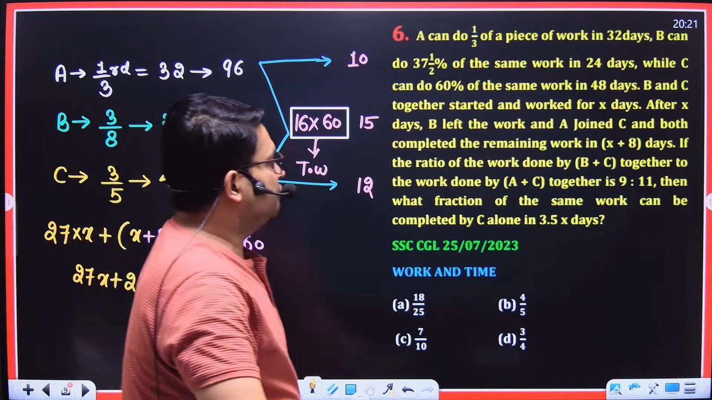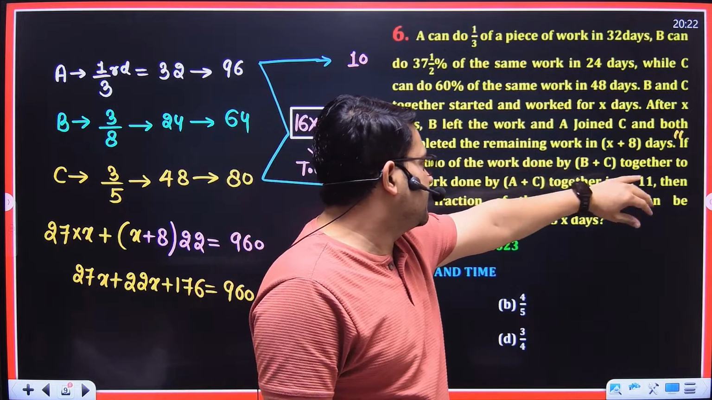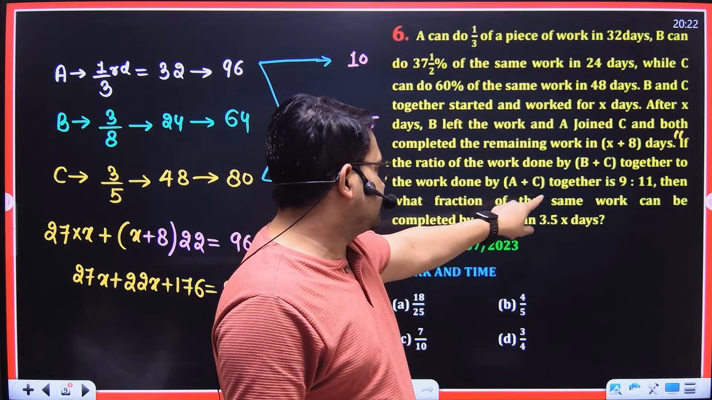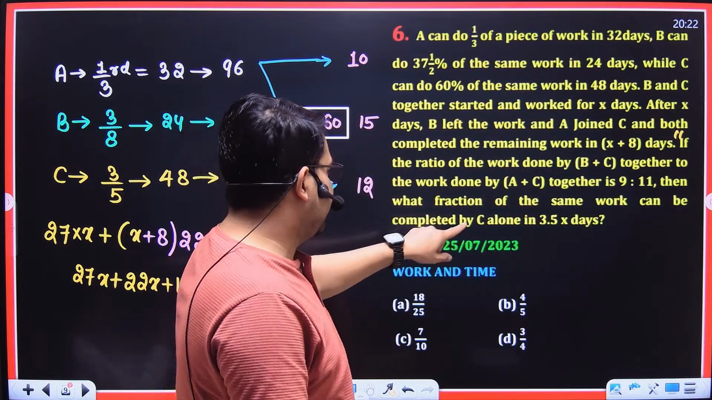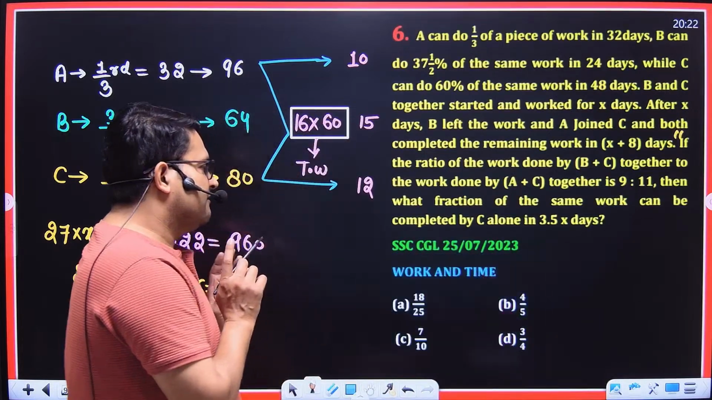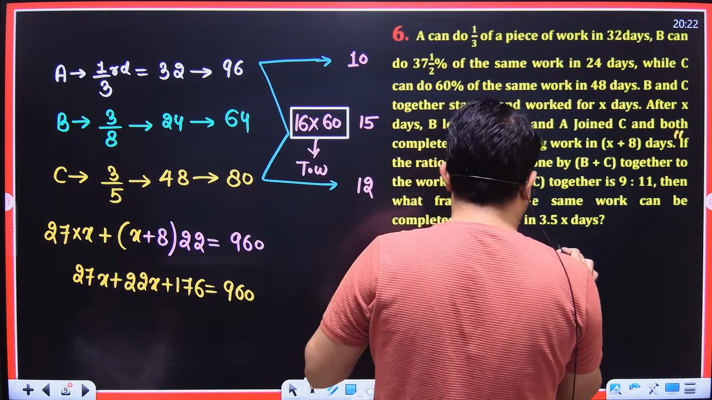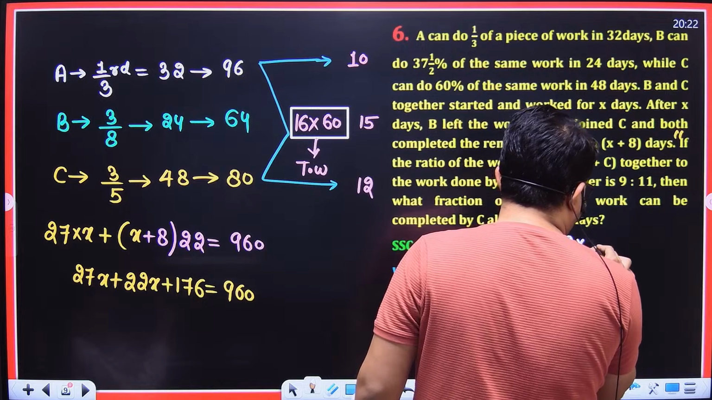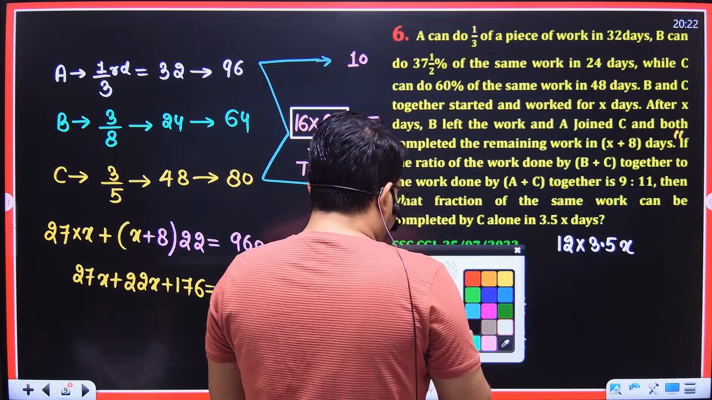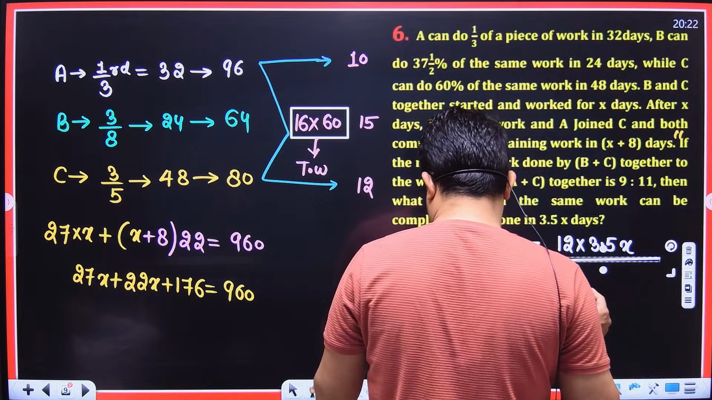What we have been given here: if the ratio of the work done by B plus C together to the work done by A plus C together is 9:11, then what fraction of the same work can be completed by C in 3.5x days? See, first of all, you have to keep in your mind what you have to calculate. The efficiency of C is 12, in 3.5 into x days. This one will be the work done by C, and total work is 960.